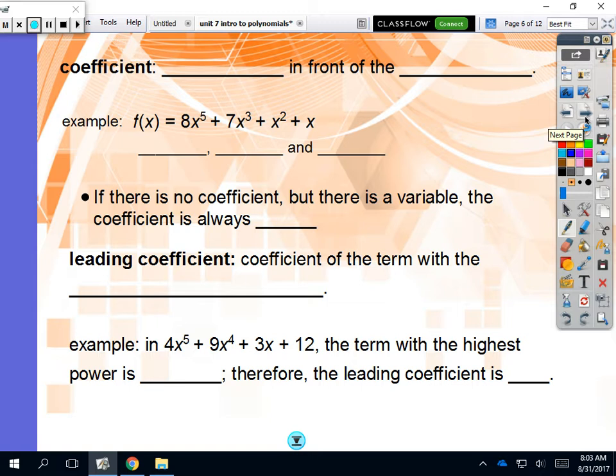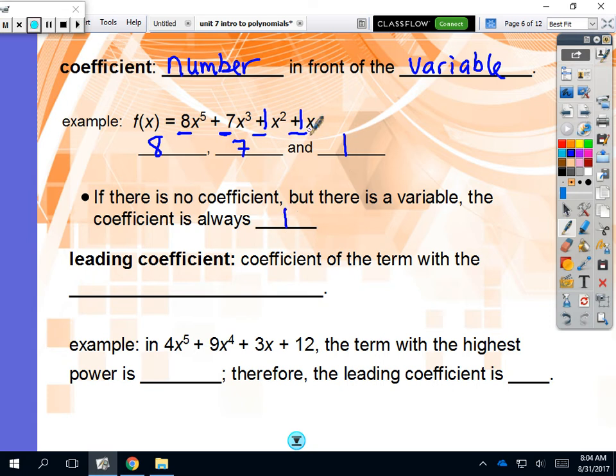Okay, and in that same polynomial we have coefficients. The coefficient is the number in front of the variable. Now we're looking at these numbers. Remember, if there's not a number there, the coefficient is 1. So we've got coefficients of 8, 7, and 1. There's 2 coefficients of 1. If there is no coefficient, the coefficient is 1.